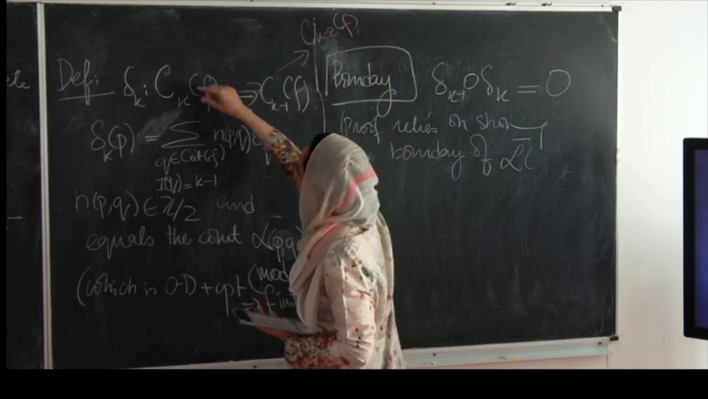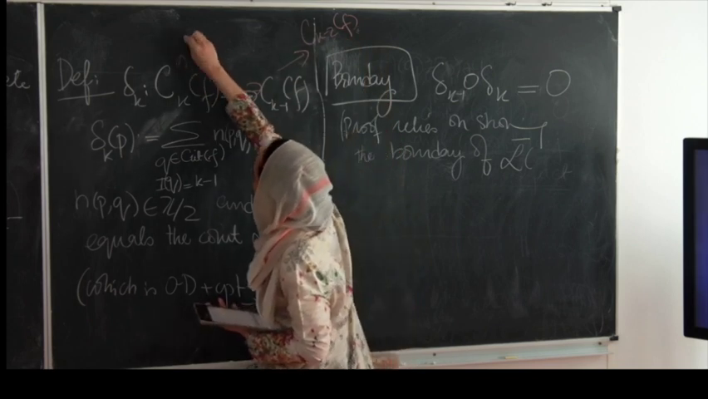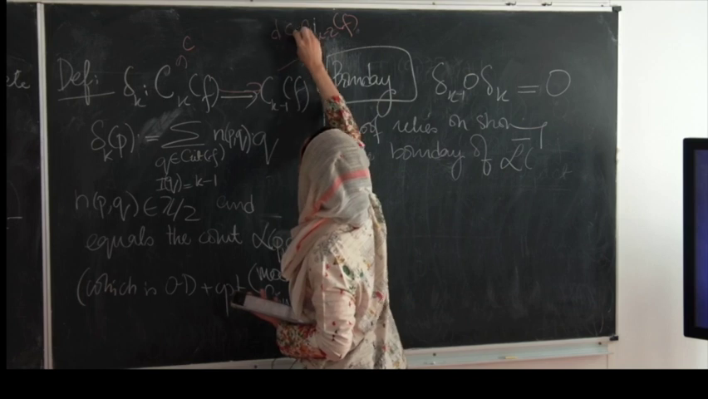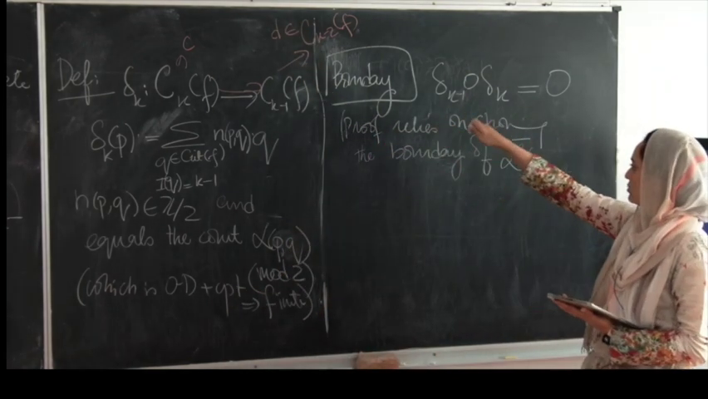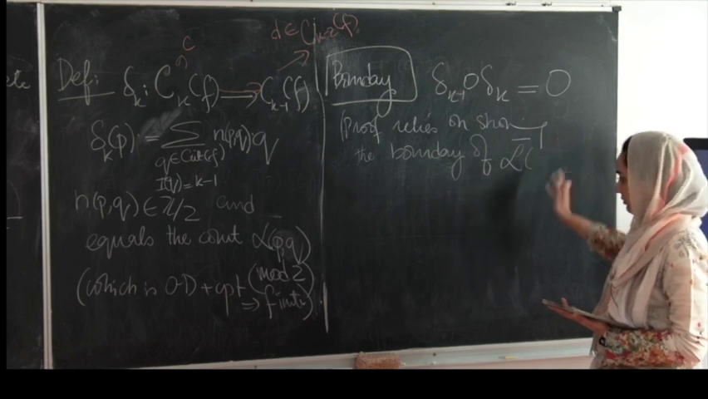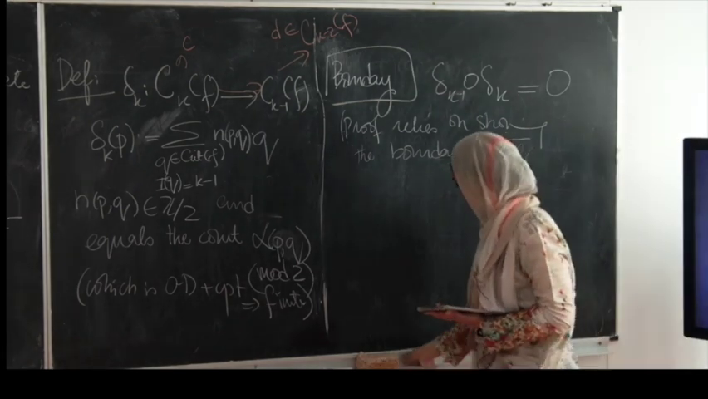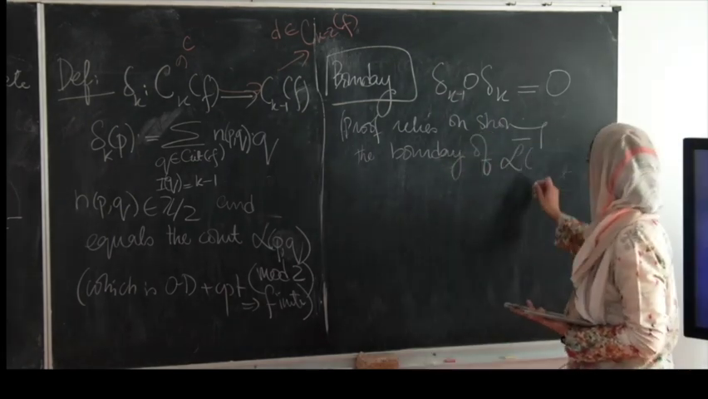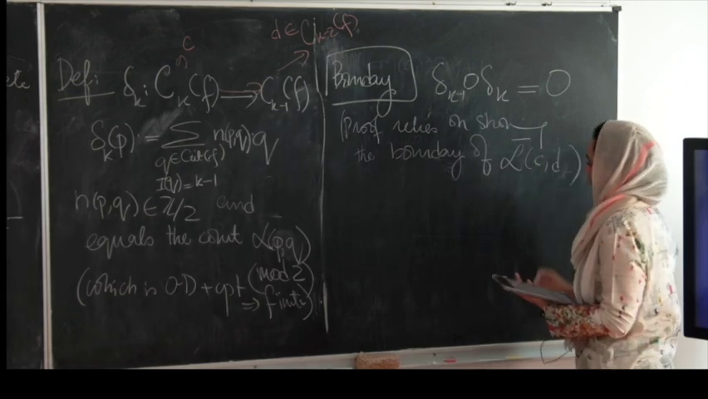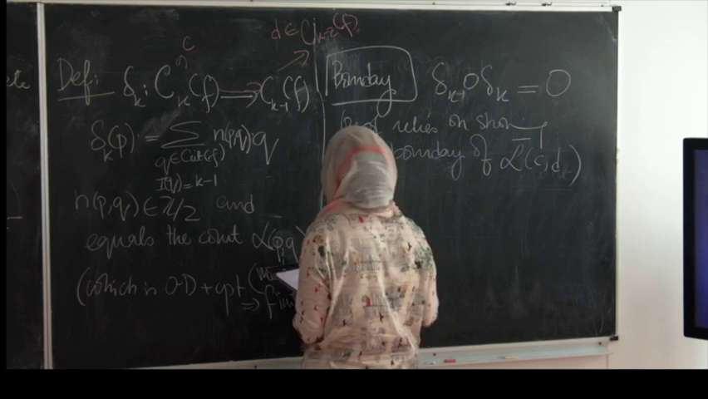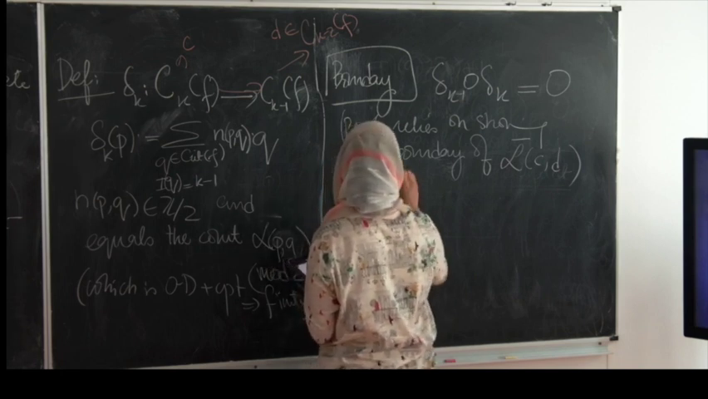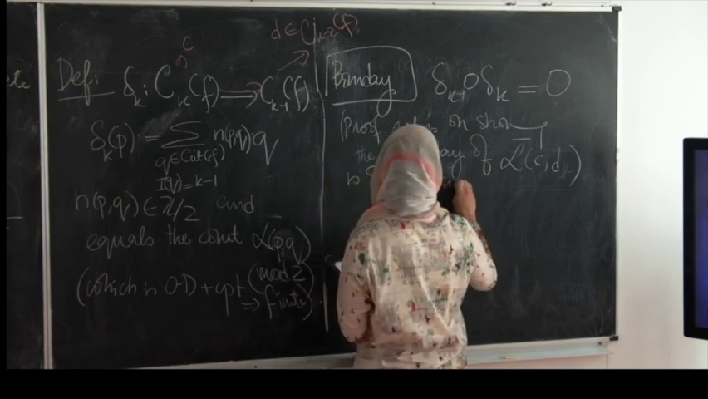So now you're looking at a critical point here, which is C, and a critical point here, which is D. Okay, so you're looking at Morse trajectories that go from C to D, and that's the manifold we compactified, the LCD we compactified. Okay, so the boundary of this thing is of the correct dimension.